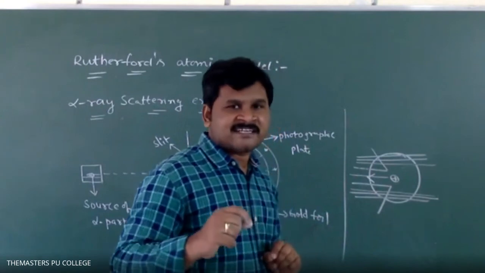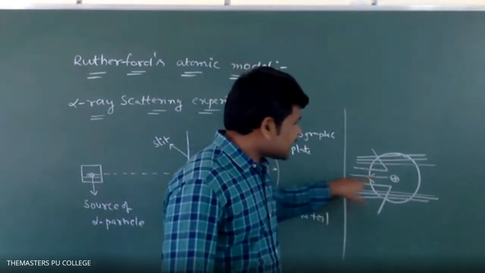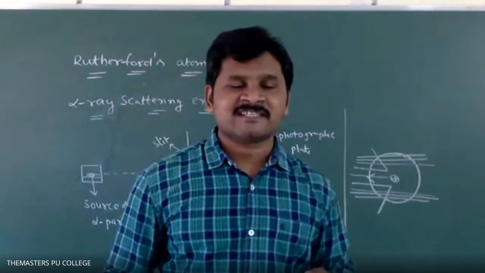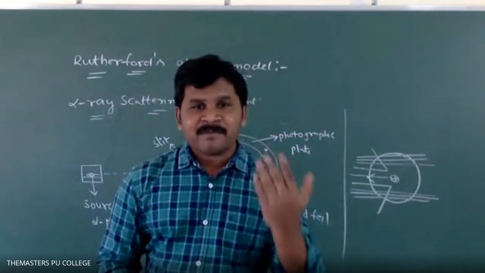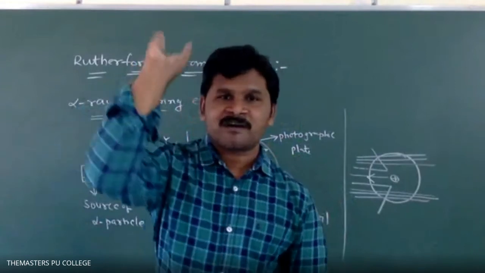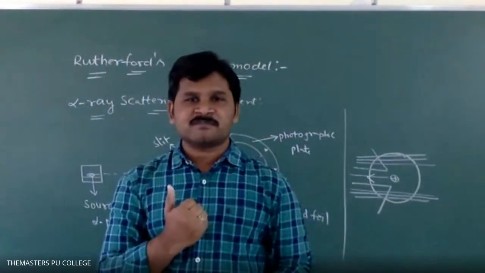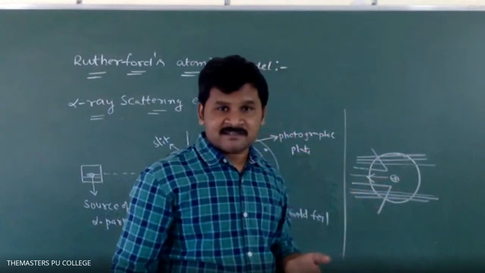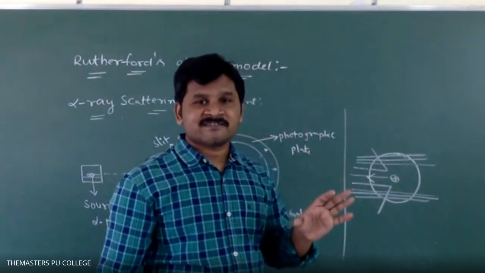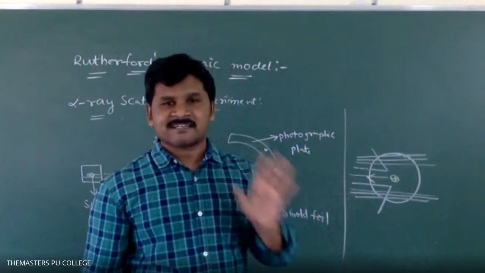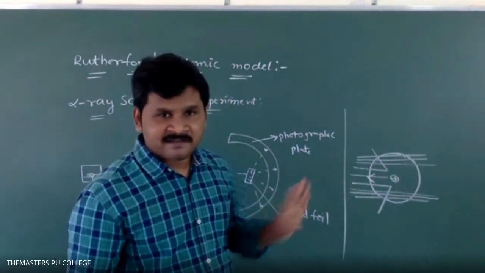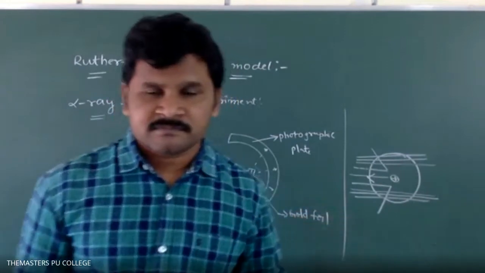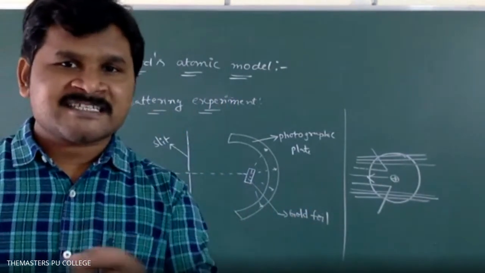Some rays, very few rays, which are exactly focused on the nucleus, come back. Whenever you throw a ball at a wall, it bounces back, like that, very few rays are bounced back. So based on these three observations, he proposed his atomic model. Clear, students? Any doubt in this? Postulates I will say later.